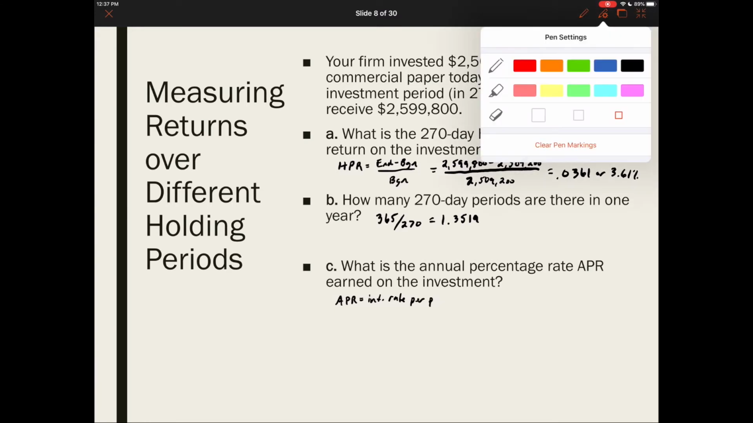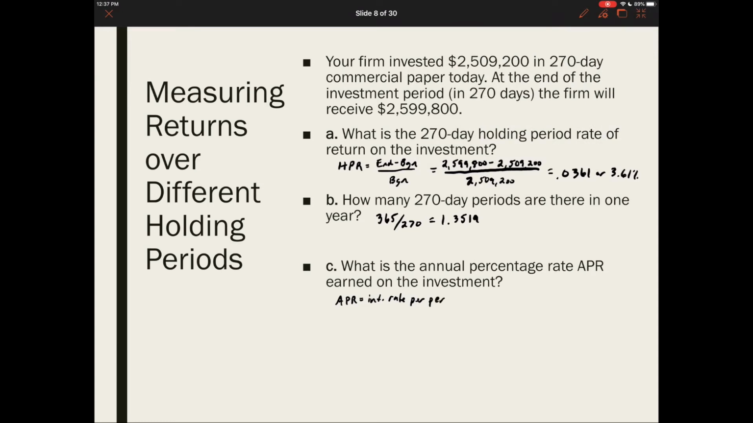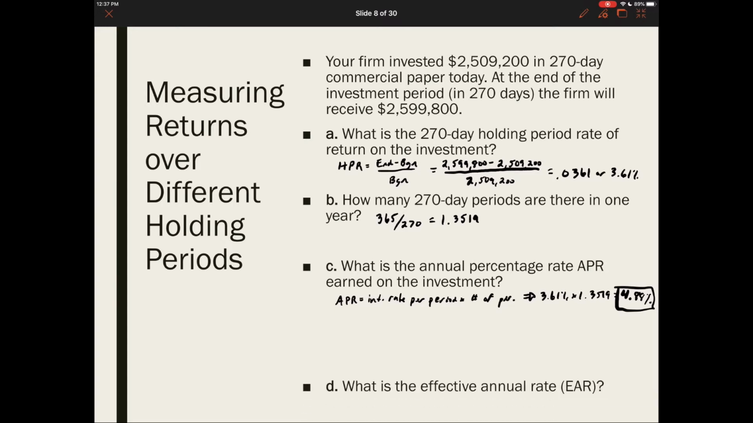Your interest rate per period multiplied by the number of periods. We have these two values here from parts A and B. So the interest rate per period is 3.61%, and there are 1.3519 periods per year. So our APR, the annual percentage rate, the rate that ignores compounding, is 4.88%.